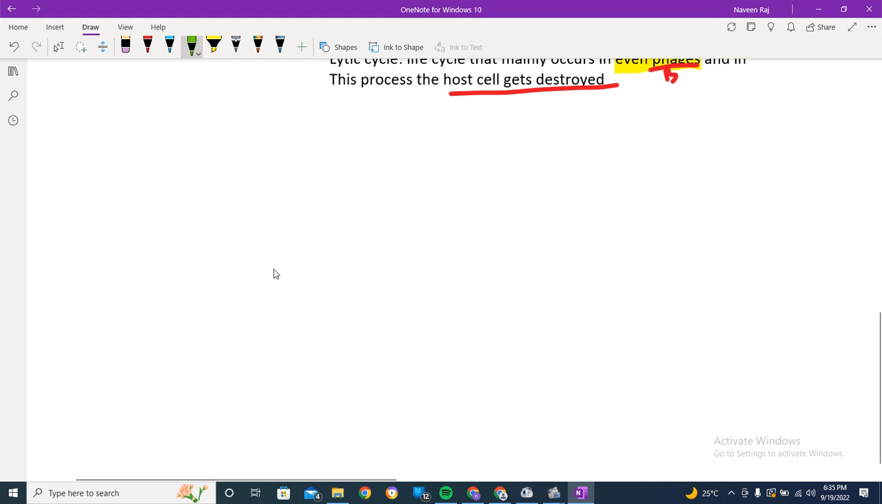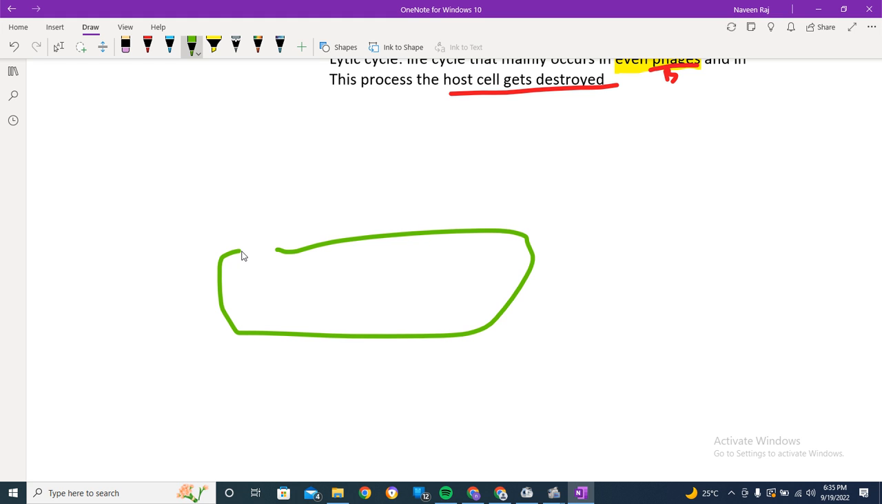What we'll be doing first is, let me draw a bacterial cell or a host cell. This is the host cell, and this is the bacterial DNA. Over here, this is the bacterial DNA. Okay, this is the bacterial DNA, and this is the bacteria.